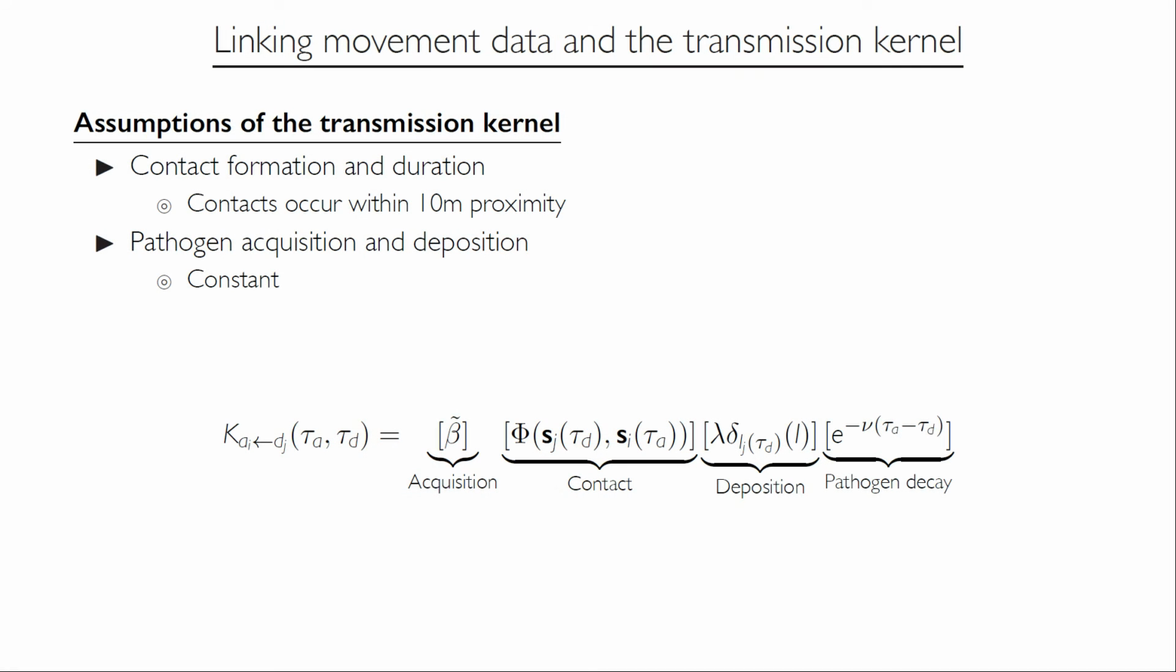Now regarding pathogen acquisition and deposition, I'm going to assume, just for simplicity here, that those rates are constant across animal movement trajectories. Within Movester, we do not have to make that assumption. We can let them vary. I'm just doing that for simplicity here.